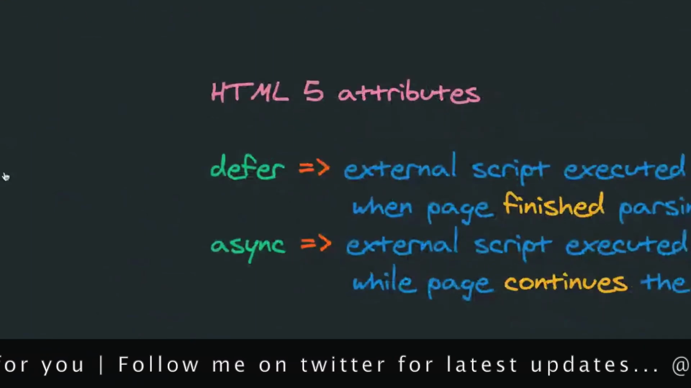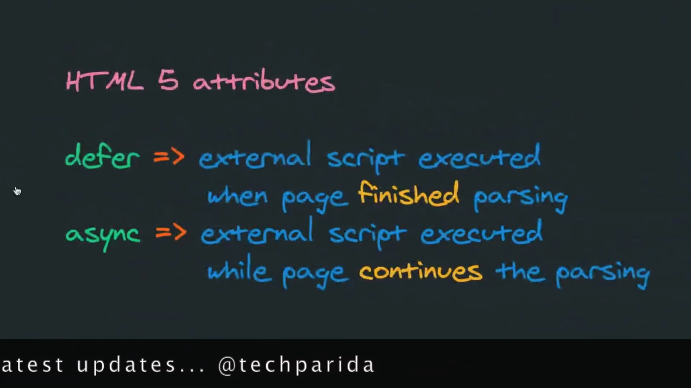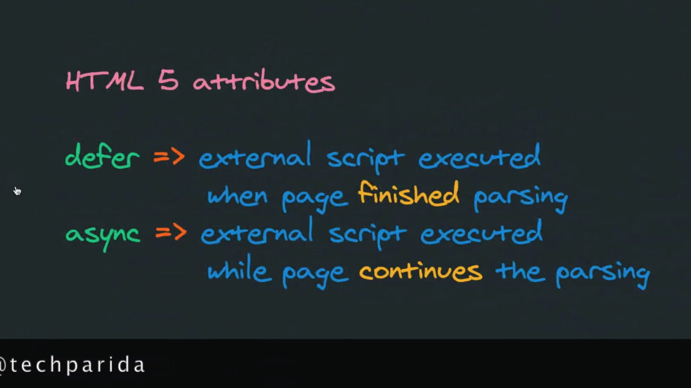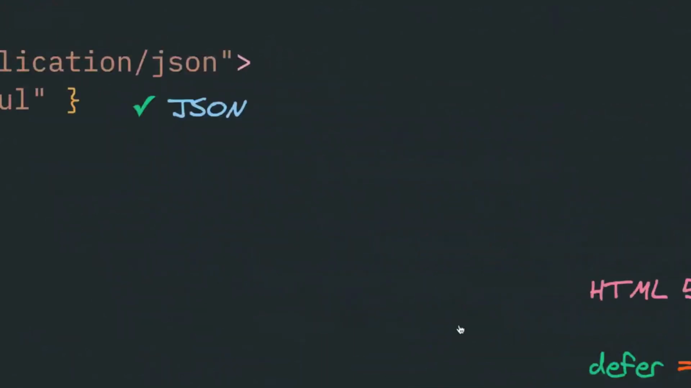Before we wrap up our discussion today, I would like to mention two important attributes we can add to the script tag, for example source and type. There is no need to give any value, we can just assign defer or async. This is a newer addition in HTML5. So what exactly does this do?